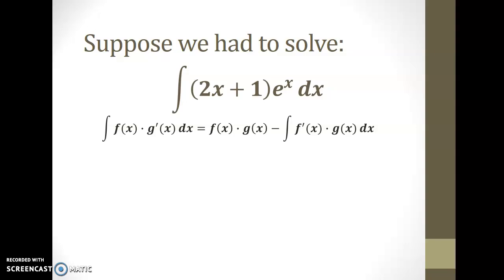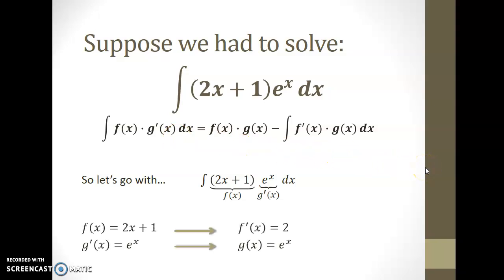So in the integral we're trying to solve, the integral of 2x plus 1 times e to the x dx, we're going to think of 2x plus 1 as f, and we're going to think of e to the x as g prime. That corresponds to the left-hand side of our expression. And if we're going to use integration by parts, then we're going to have to figure out who f, g, f prime, and g are in order to complete the right-hand side of the equation.